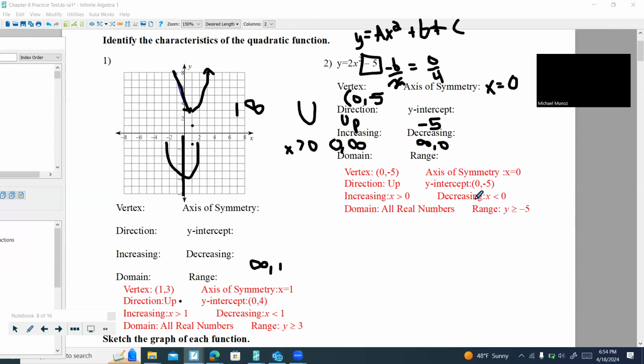Maybe that's pretty good. Our domain, again, is all real numbers because this supposedly goes on forever this way. So it's going to cover all our x's. So that's all real numbers. And the range is greater than -5. So we know that our y-intercept's at -5, and it's a positive. It opens upwards, so it's going to be any number greater than that -5.